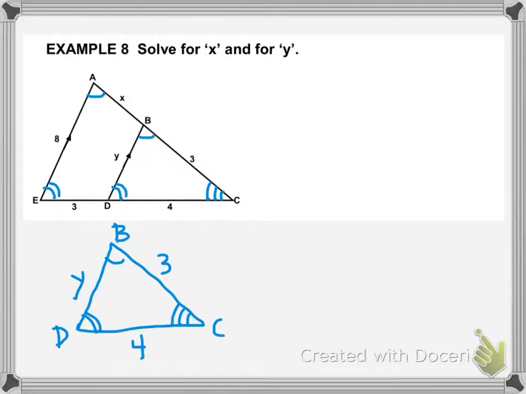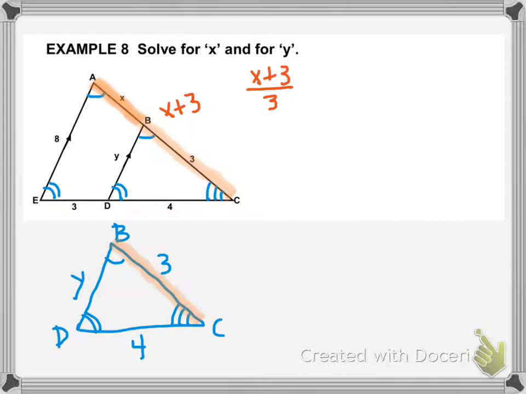If I look at where X is, it's part of this side of the large triangle. We don't use parts of sides, we use whole sides. So this whole side right here is X plus 3, and that corresponds to the 3 down here. Those two sides go together, so I'll start my proportion with a ratio of those two sides: X plus 3 over 3. Now I need another set of corresponding sides that only have numbers.